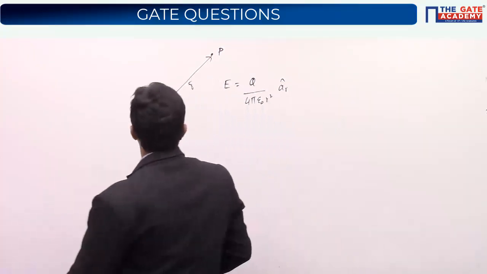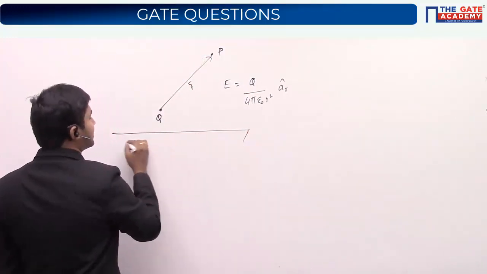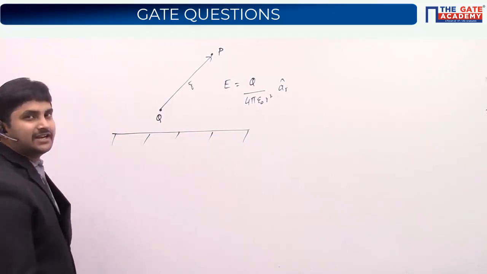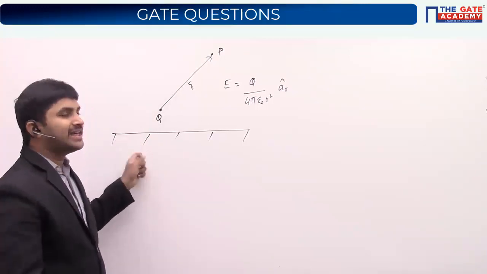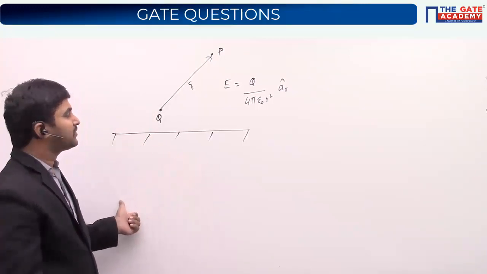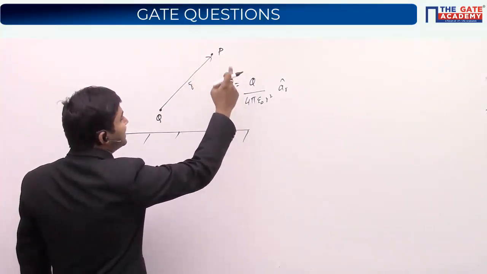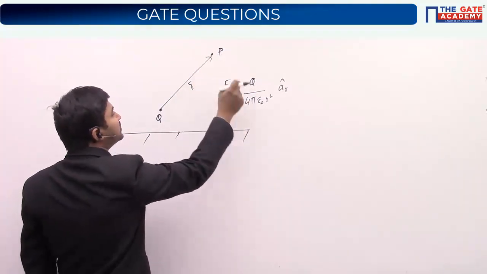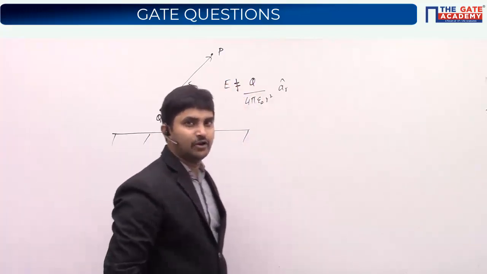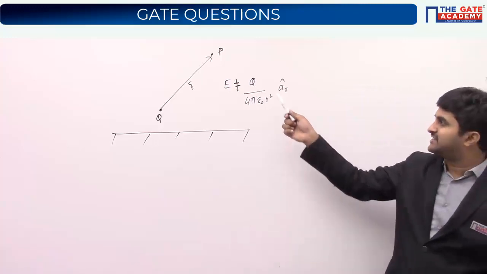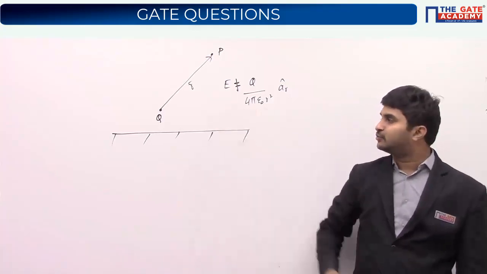Now, imagine the same situation where a conductor is kept in the nearby area. The situation is the same, but there is a nearby conducting interface. When there is a conductor in the nearby vicinity, the electric field value at this point is not actually Q divided by 4 pi epsilon R square. It is something other than this particular value.